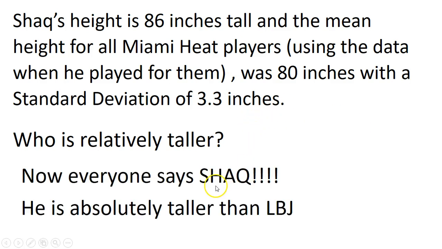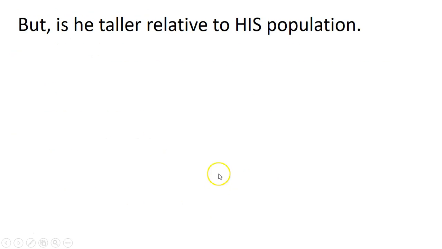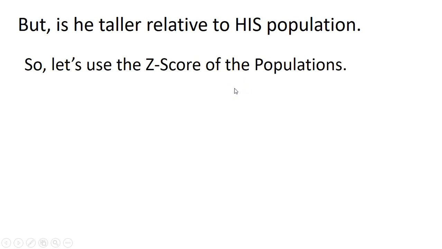Everyone wants to say Shaq, and he is absolutely taller. We can all see that. He is taller than Lyndon B. Johnson, but is he relatively taller to his population? Most people who play basketball are naturally taller than everyone else. So let's use the z-scores to do this.